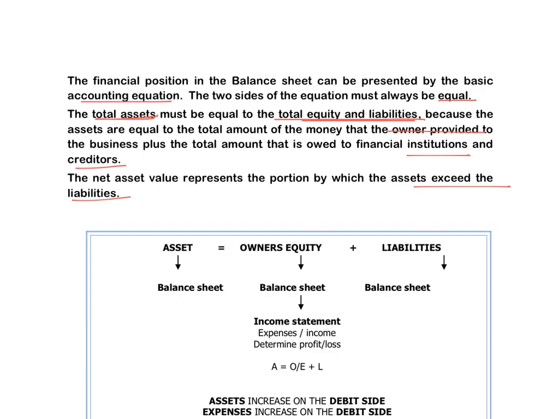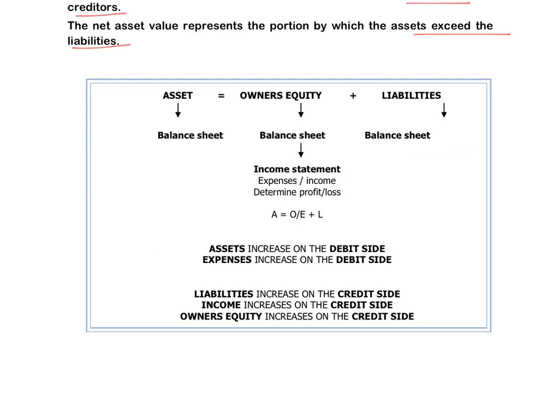And if you think logically about it, where did the money come from to buy the assets? The owner provided it or they borrowed it. Therefore, assets must equal total equity and liabilities. Assets equals owner's equity plus liabilities. They are recorded in the balance sheet.